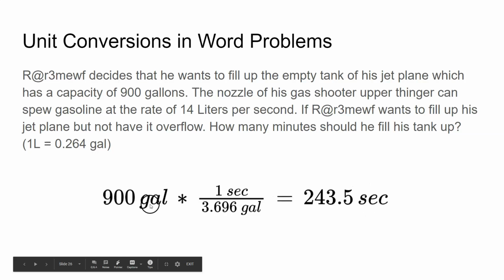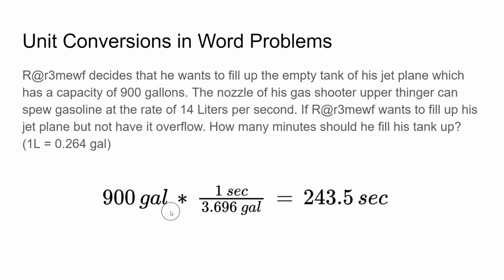Well, if we look here, 900 gallons, the original rate had gallons on top. We can flip that. Rates can be flipped, numerator, denominator, upside down, however you wish. In order to make the gallons cancel out, you are allowed to flip the rate. That's totally fine. It's saying that in 1 second, 3.696 gallons will fill. That's the same thing. So you cross cancel to get seconds on top. And if you divide it out, you get 243.5 seconds, right?